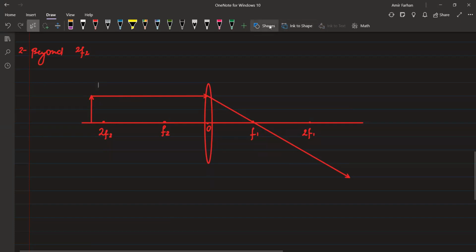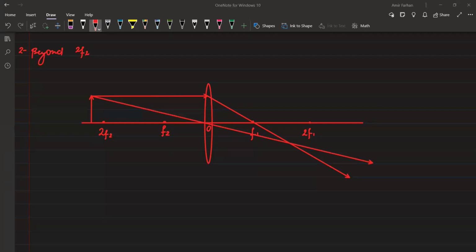The second thing I will take is that when a ray passes through the optical center, it will go without refraction, because it strikes the optical center at 90 degrees. That's why at 90 degrees no refraction will happen. Clear, everyone? This is similar to the center of curvature, sorry, the pole. Clear?